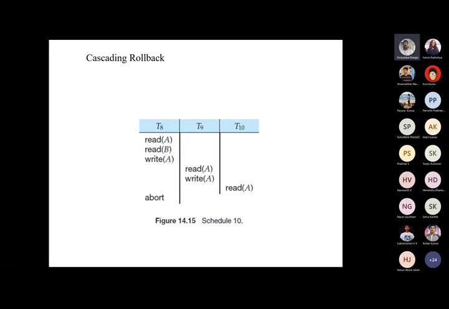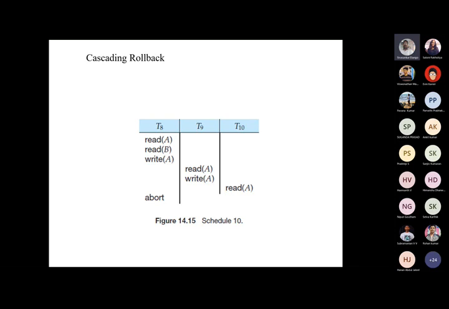Transaction T8 writes a value of data item A that is being read by transaction T9, and transaction T9 writes a value of data item A that is being read by transaction T10. Over a period of time, transaction T8 gets aborted.